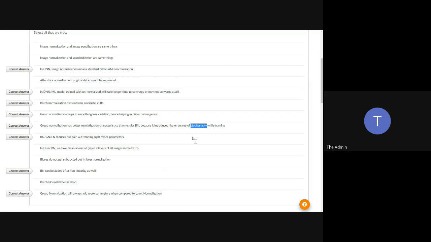And this is taken from the research paper. If you look at the paper, that's what they mentioned. That's why group normalization is a thing. But as we discussed, group normalization is not used anymore. People prefer layer or batch normalization directly because it's simpler to implement.